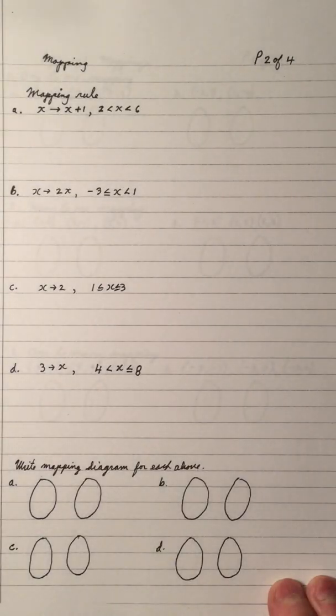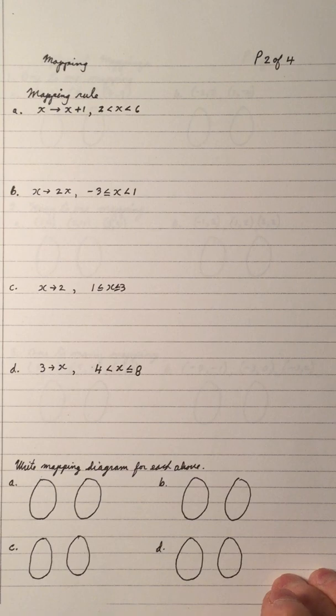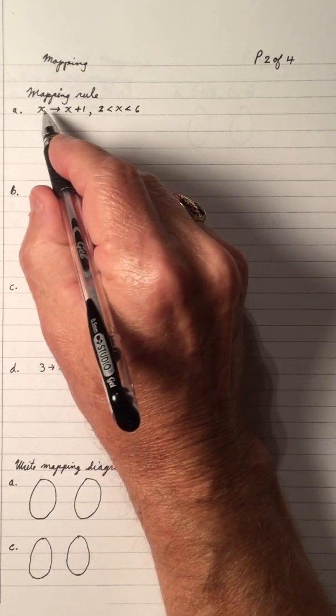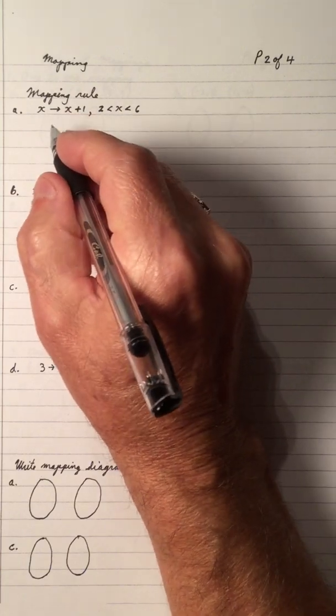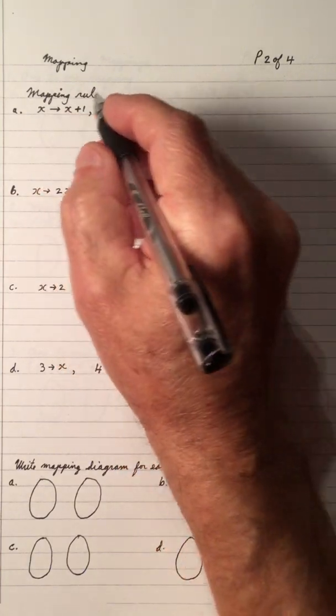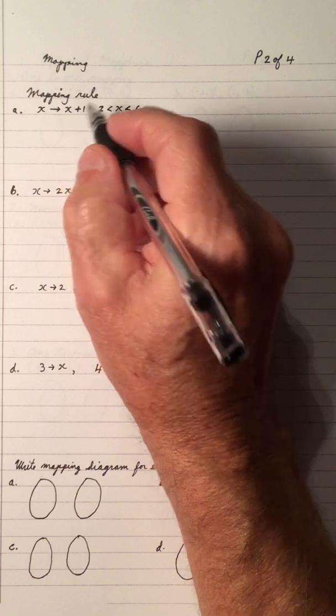Hi, welcome to my video on relation in mapping form. Mapping. What we have here is a mapping rule. I'm going to do examples of a mapping rule. A mapping rule is mapping one number onto another. So x is mapped to x plus 1.